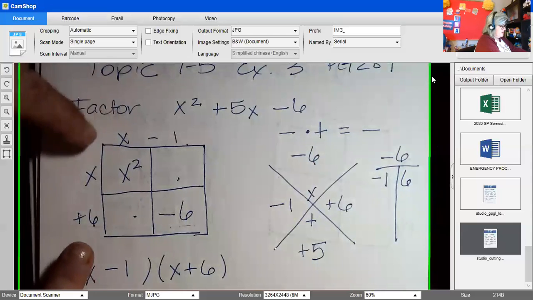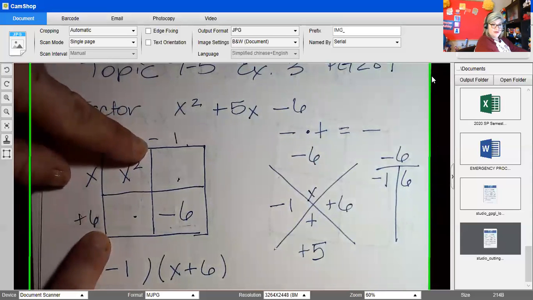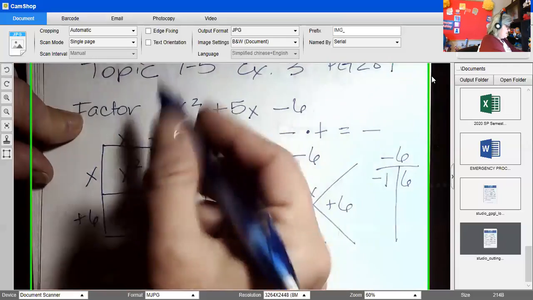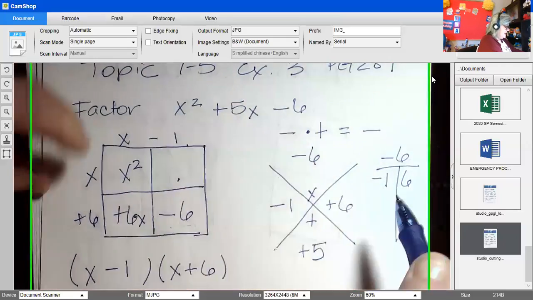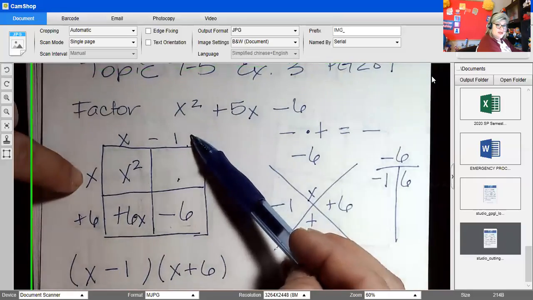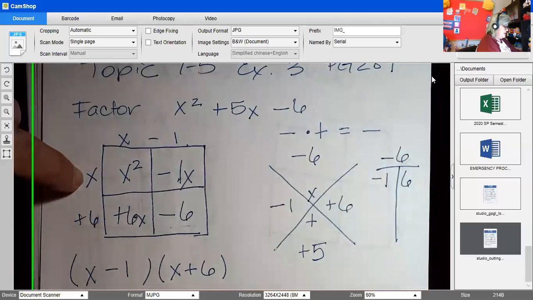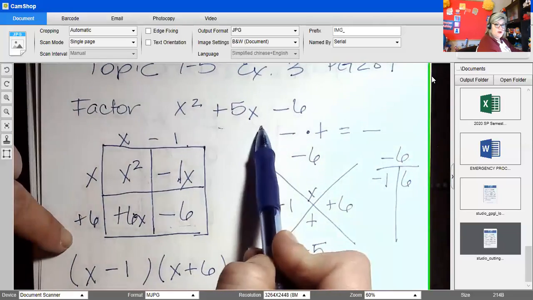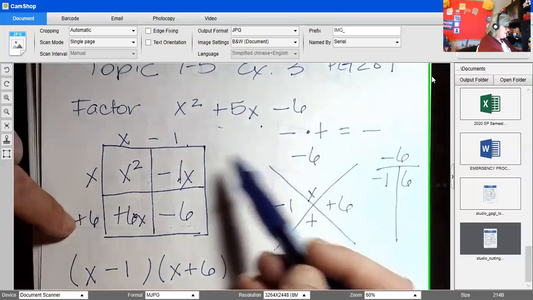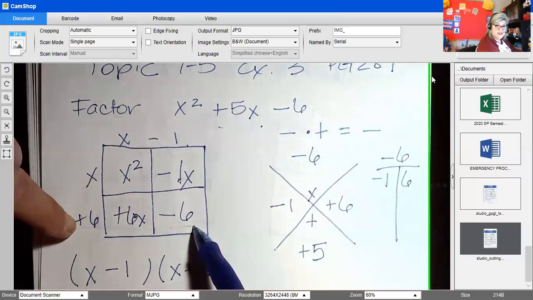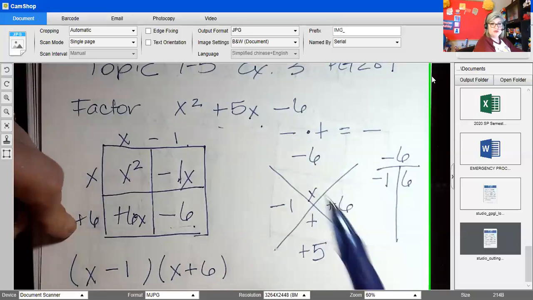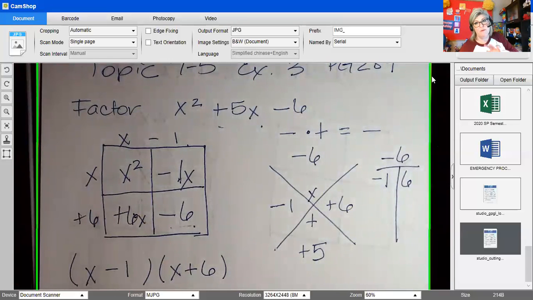Using our area model, x times the length of this box, +6, will give us +6x. And then x times a -1 gives us -1x. When we combine these two, we do get our +5. And then +6 times a -1 does indeed equal the -6. So an excellent way to check your work is to go back to the box method and use your area formula, length times width, which is what we've been doing all year.